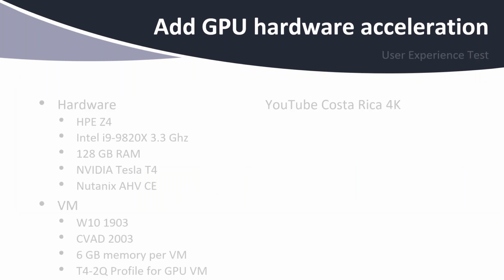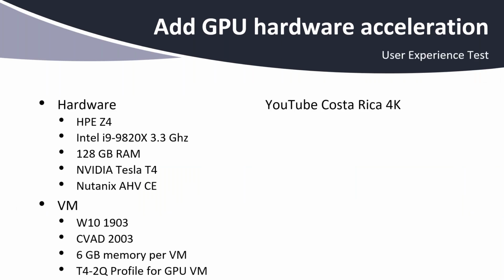So again, I want to show you some tests. We performed the same test on the same system as the 2 vCPU versus 4 vCPU, but now we did a comparison between a 2 vCPU machine and a 2 vCPU machine with a graphics card in it. So I used the Tesla T4 in my home lab. We selected the T4 2Q profile.